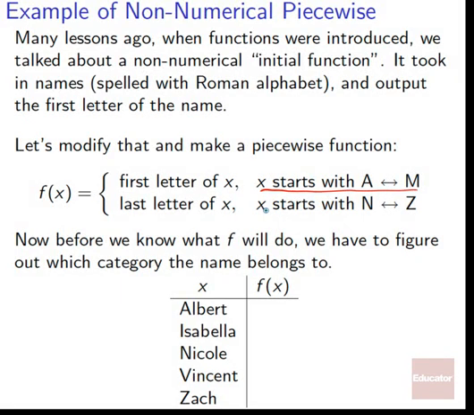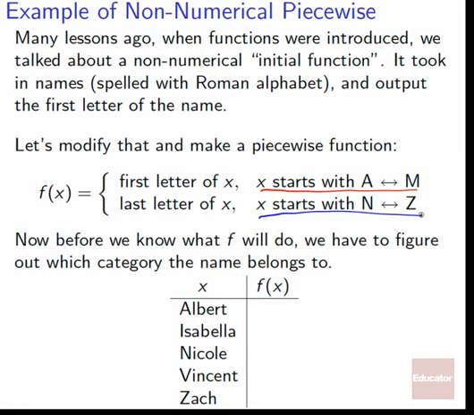And then the last letter of the name if the name starts with N to Z. And notice that that covers all the possible letters a name could start with. A to M, N to Z: A, B, C, D, E, F, G, H, I, J, K, L, M, N, O, P, Q, R, S, T, U, V, W, X, Y, Z.